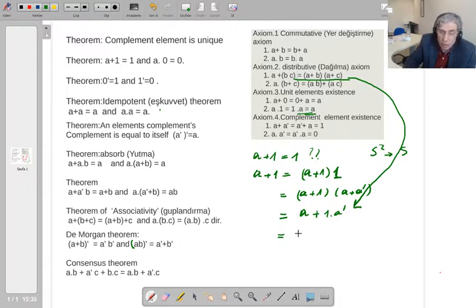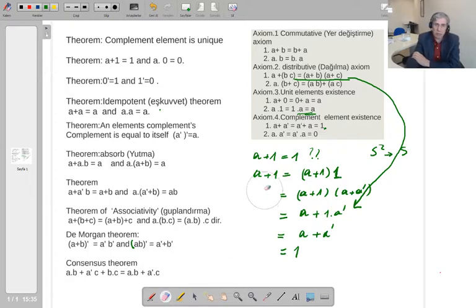Okay, and then any element of S multiplied with 1 gives that element, so this becomes a prime. So this is that one. A prime is equal to 1, it is in here, so that is equal to 1. So I proved that a plus 1 is equal to 1. The conclusion is this: any element summed with 1 always gives you 1. A is used here for any element in S. So I proved that theorem as well.